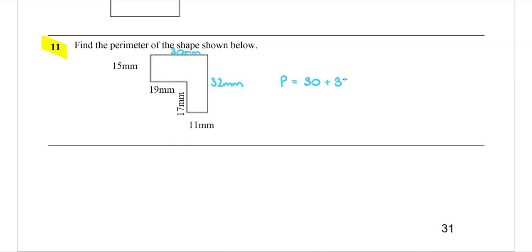So P for perimeter equals, start at the top and add as we go around. 30 plus 32 plus 11 plus 17 plus 19 plus 15. Has anyone added that up for me already? Yeah, what'd you get? 124. Thank you. Maybe just wait next time, please, Shian. 124 millimeters.